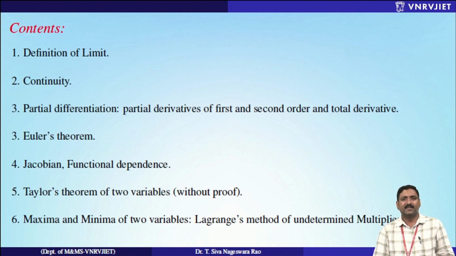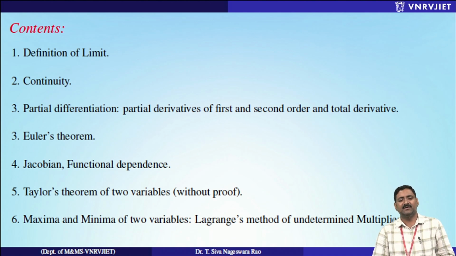definition of limit, continuity, partial differentiation, in which we will study first order partial derivatives and second order partial derivatives. Together with this, we will talk about chain rule. It contains total derivative. Later, we will see Euler's theorem for homogeneous functions. Next topic is Jacobian, in which the application part is based on Jacobian. We will discuss functional dependency.